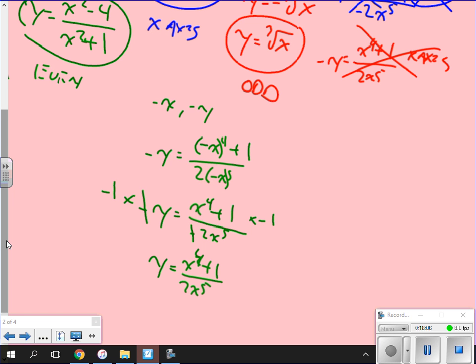So this one is symmetric. This one's odd. It is symmetric about the origin. Wait, don't you have to do it to the top? No. Good thing. Let's do a pause.